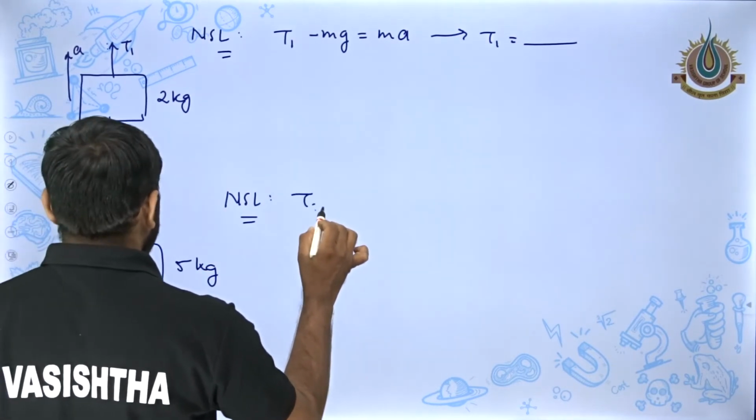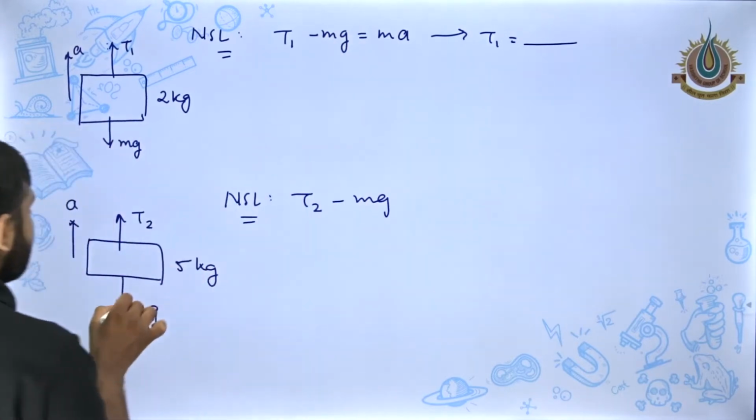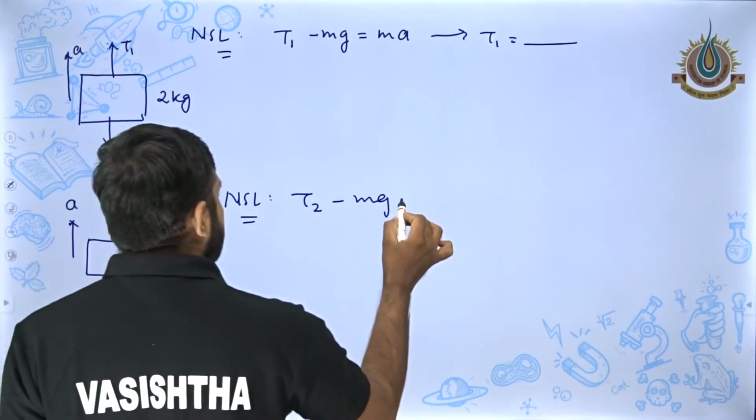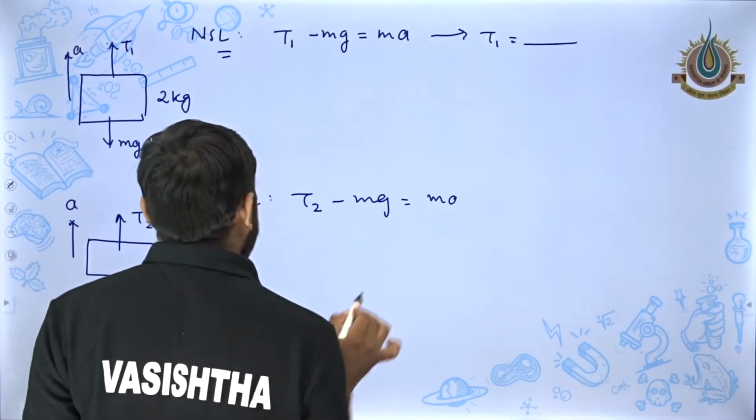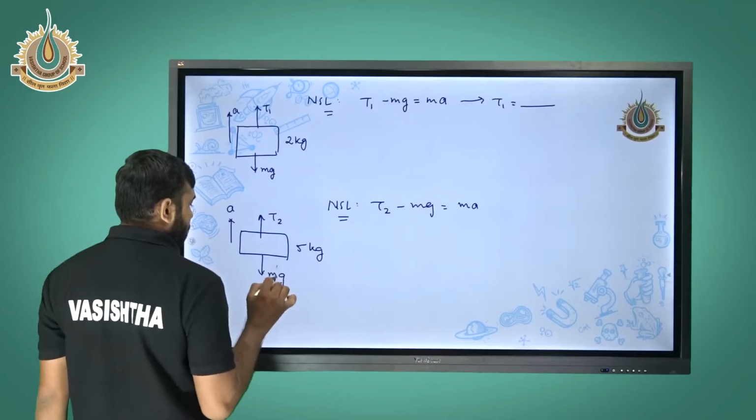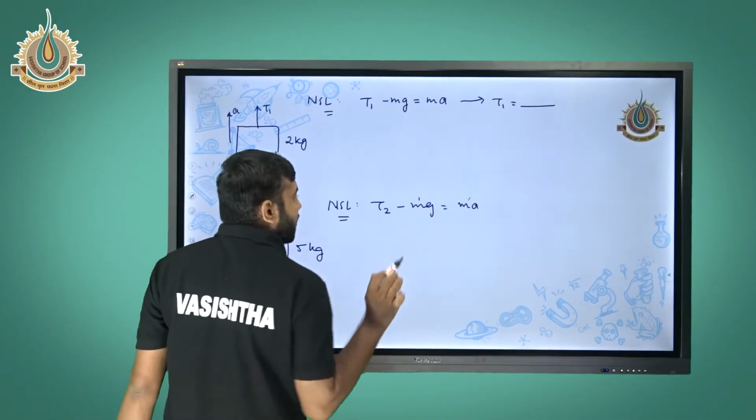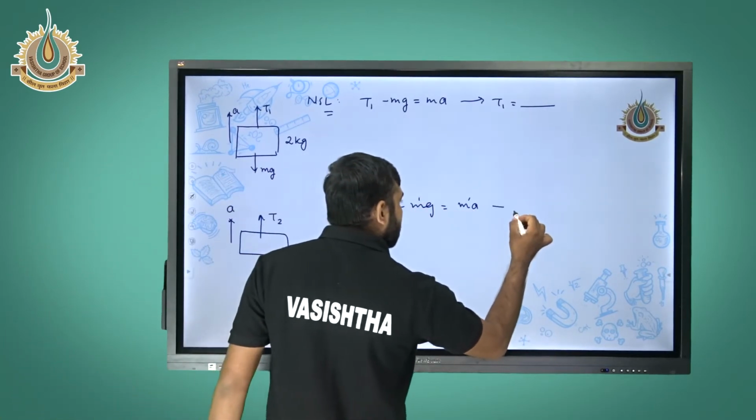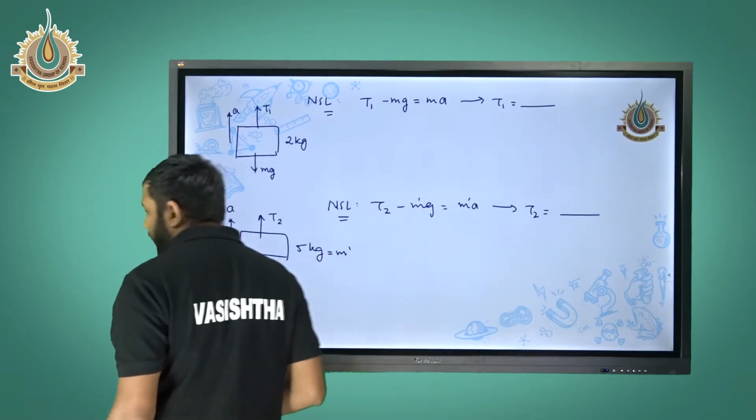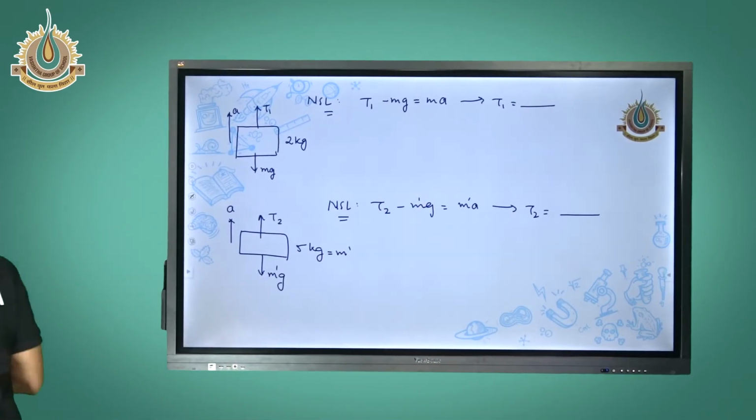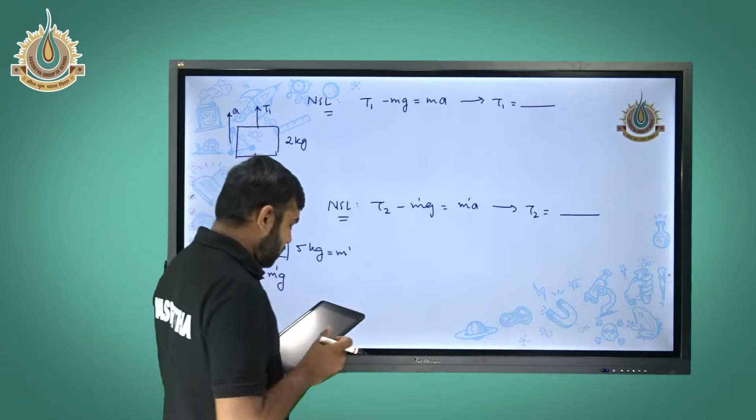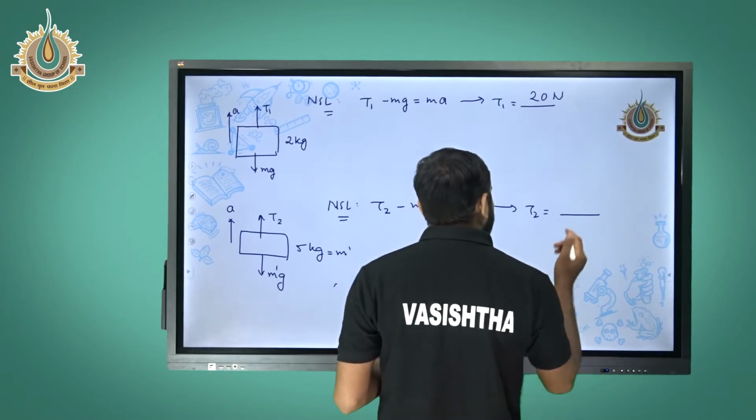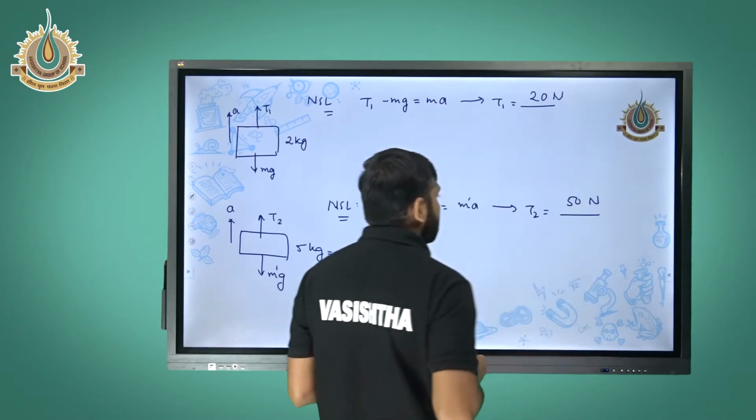Again, T2 minus mg, but this mg and that mg are different. Here m is equal to 5, in the previous case m was equal to 2, and this is equal to ma again. Suppose you call it m dash, so we are not making any mistake. So find T2 from here. After calculation, you get the answer. T1 is equal to 20 Newton, and T2 is equal to what? 15 Newton. You get this answer.